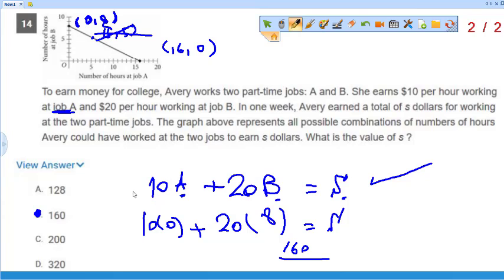What we did here, we were already using intercepts, the x-intercept and the y-intercept. Let's see another example.